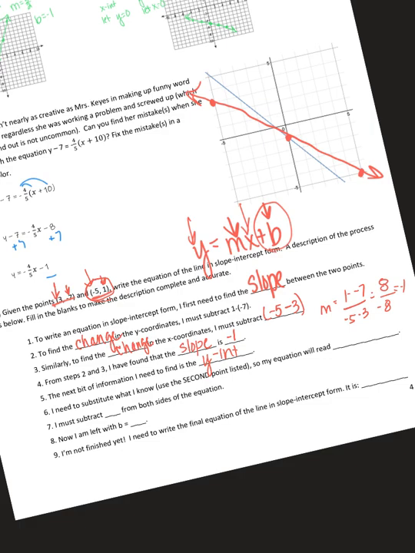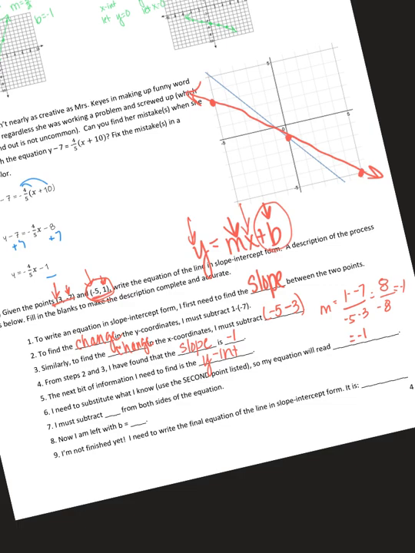So we're going to substitute in for y a -5, and that's equal to the slope, which is -1, times the x-coordinate. Uh-oh, I messed up. Did you guys catch that? Good job. All right, here we go. Back to it. I'm sorry.